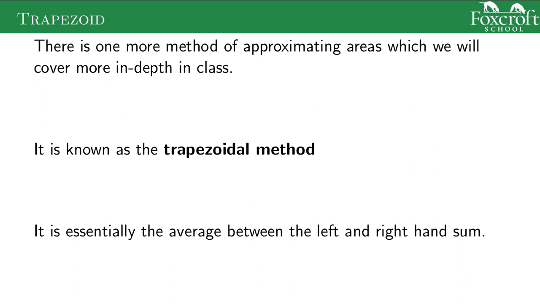So those are the 3 main ones. Actually, the left and right approximations are the most important. Midpoint is just another one to do that's slightly more accurate than the left and right. And then there's actually a fourth one, which is known as the trapezoidal method.